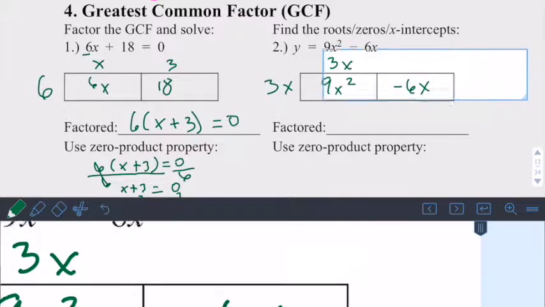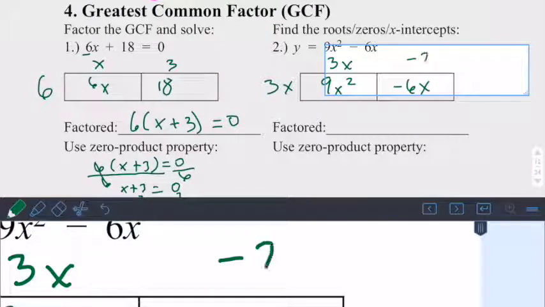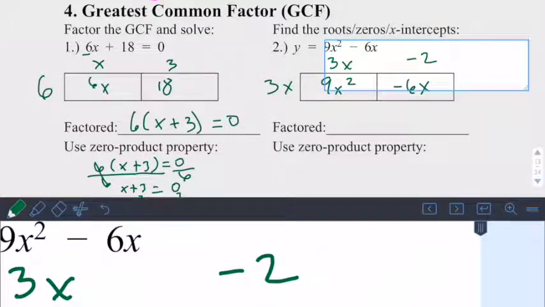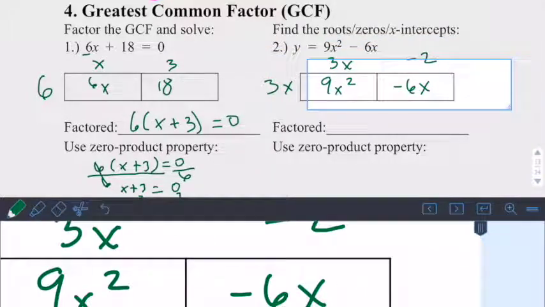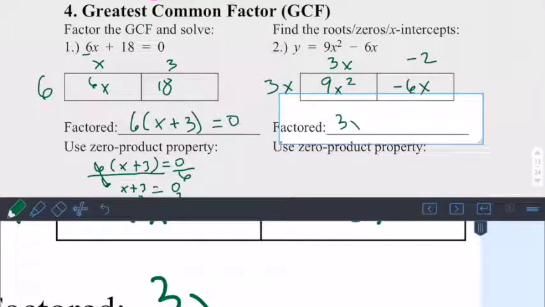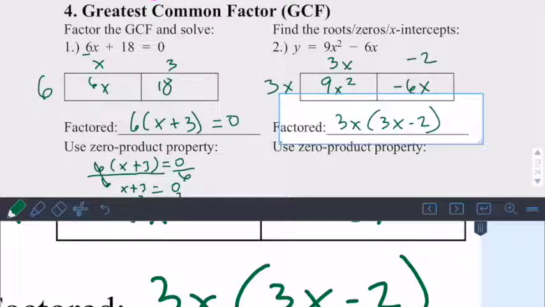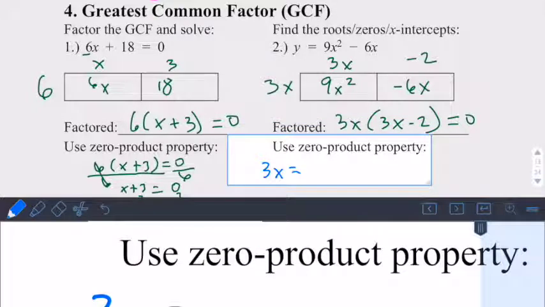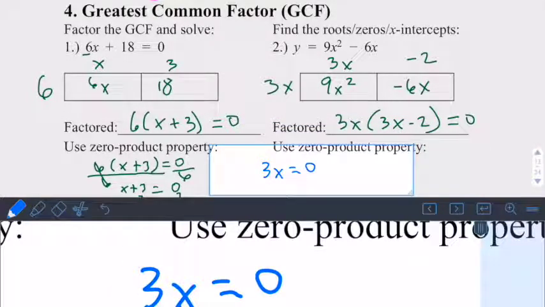Then over here, I can multiply this by negative 2. Negative 2 times 3 is negative 6, and it's negative 2 times 3x, so it's negative 6x. So my factored form is 3x times (3x minus 2). Now I'm going to use my zero product property and solve it. I'm going to say 3x equals 0, and I'll go ahead and solve that real quick.